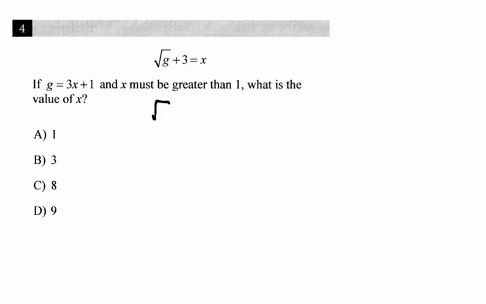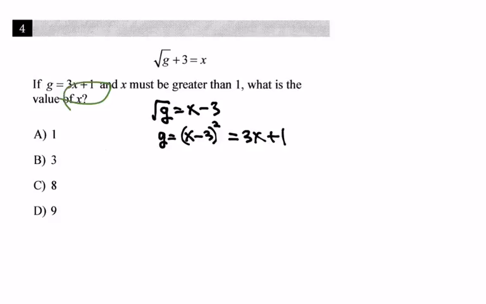So here, square root of g plus 3 is equal to x, and g is equal to 3x plus 1. So notice that g is common between both equations. So what we're going to be doing is solving for g from the above equation. So we get x minus 3 is what we end up getting. To have g by itself, we have to square both sides. Then we get x minus 3, the entire thing squared. So now we can have that equal to 3x plus 1 from the given equation right over here.